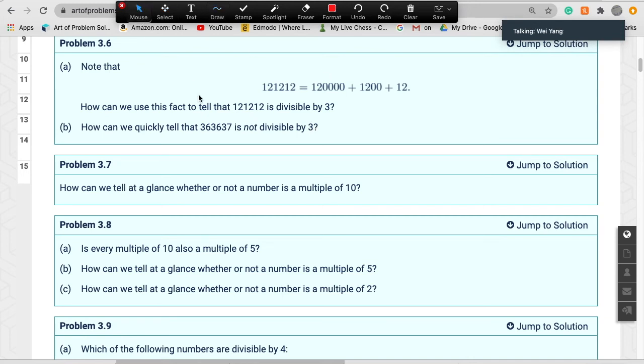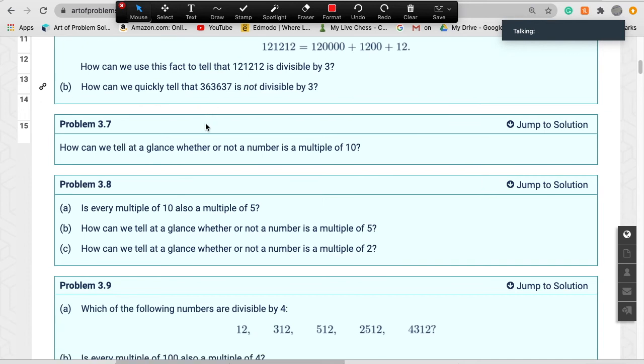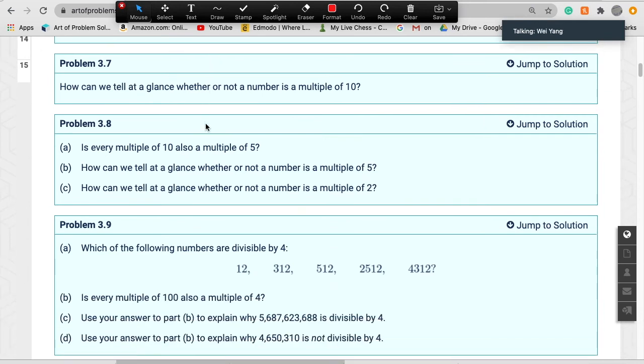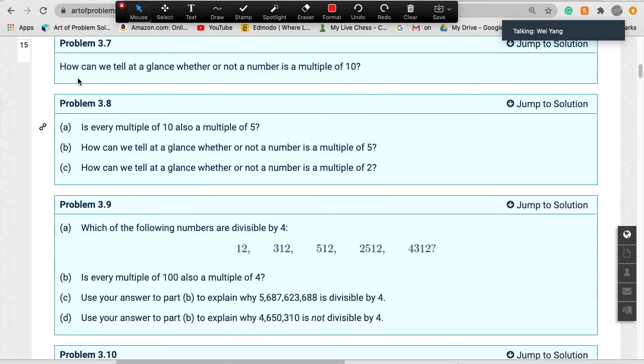So now let's go to the next example, 3.7. So this one, they ask how can we tell at a glance whether or not a number is a multiple of 10.